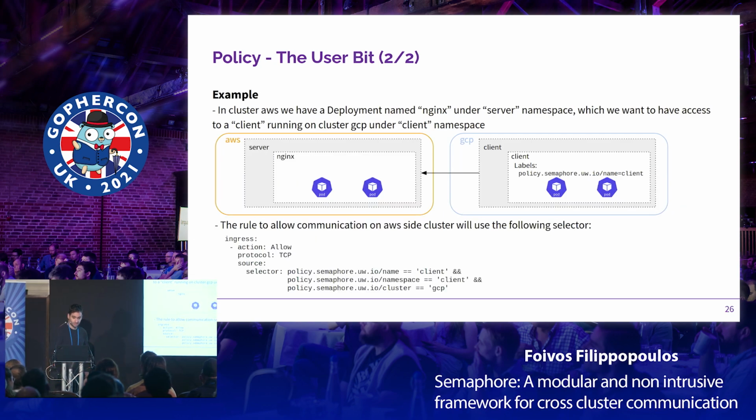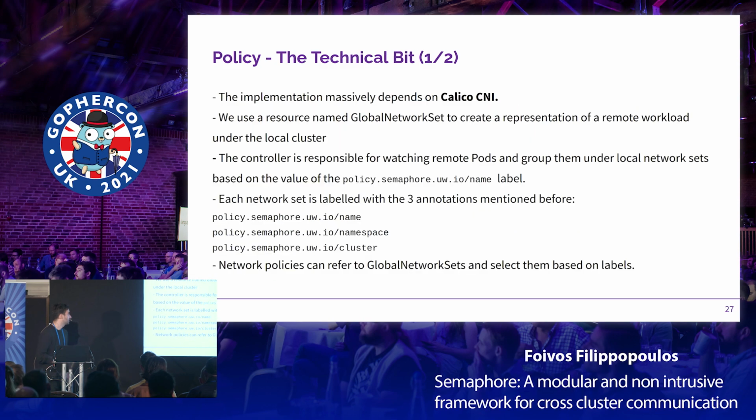So in our usual example, on the left side, I have again my Nginx server service on AWS. On the right side, I have my client. Now, what I need to do as a user is label my client and assign a policy name. Let's say, for simplicity, that the policy name is going to be client. Then on the AWS side, I should be able to just define network policies that target workloads like that by using my labels.